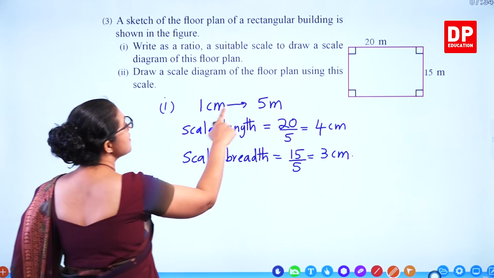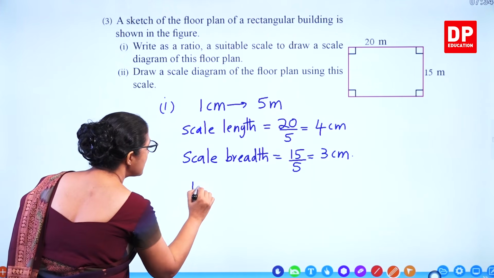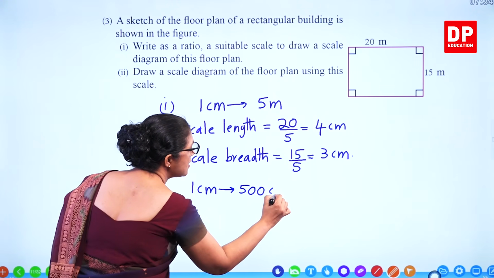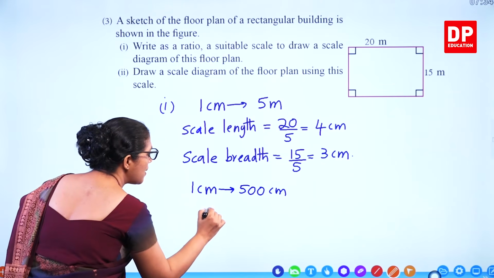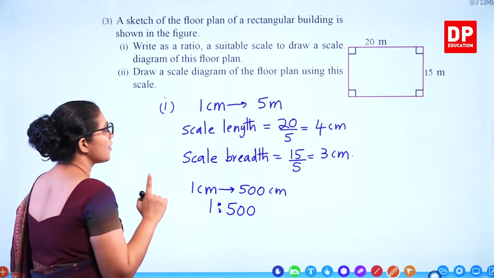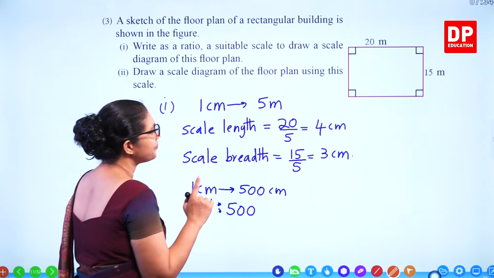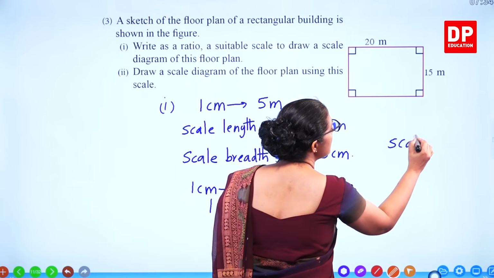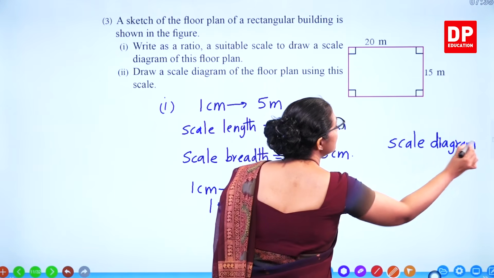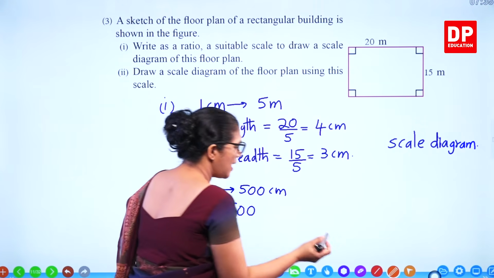So what's the ratio we used? 1 centimeter represents 5 meters, which means 1 centimeter represents 500 centimeters, multiplied by 100. So the ratio we used is 1 to 500. That's the ratio, and we'll draw the scale diagram now. So we need 4 centimeters and 3 centimeters.